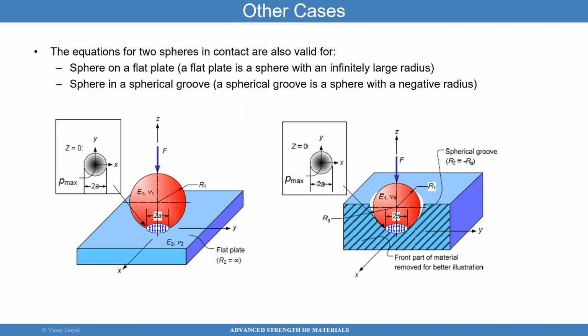What you will do is substitute the radius of one of them to be infinite, because if you do that, then you get a flat plate. So you can use the same formula I provided earlier and choose R in such a way that it gives you different situations. On the right-hand side, if I choose the radius to be negative in value, then I invert the curvature so that now it looks like a groove rather than a sphere.